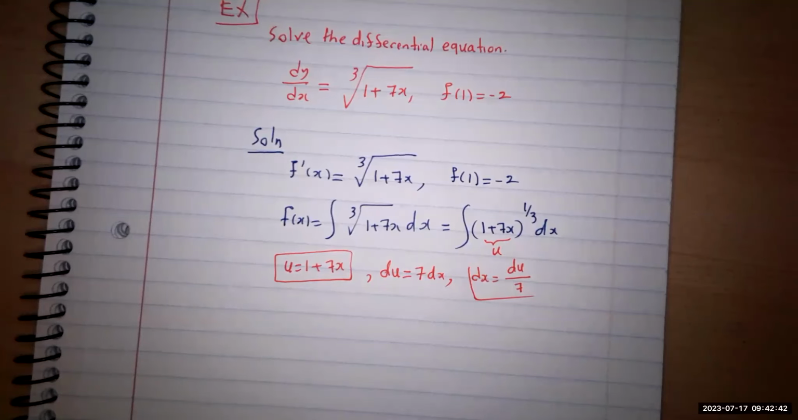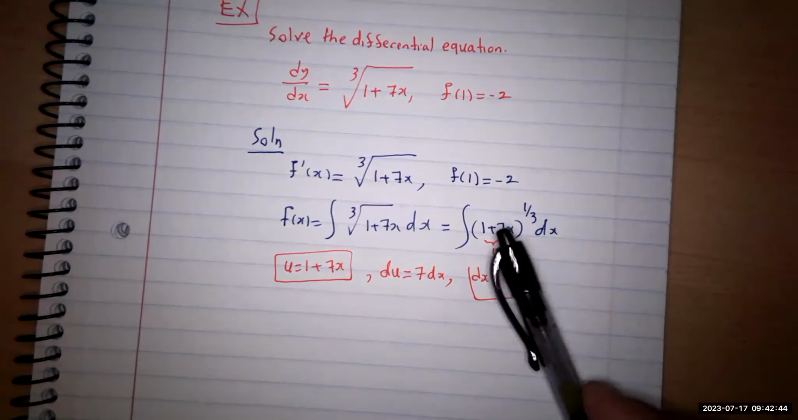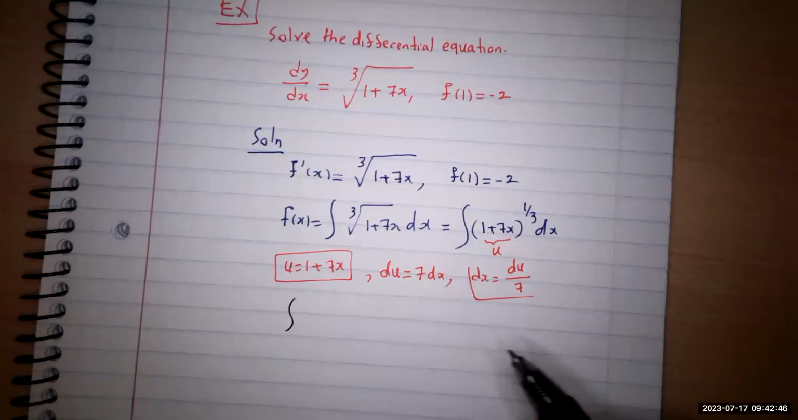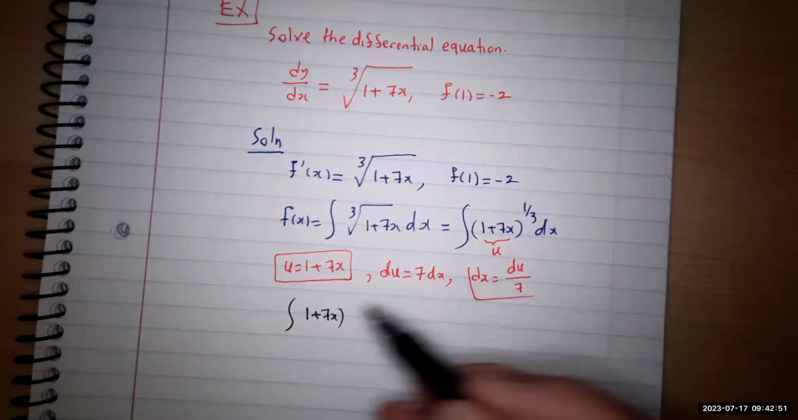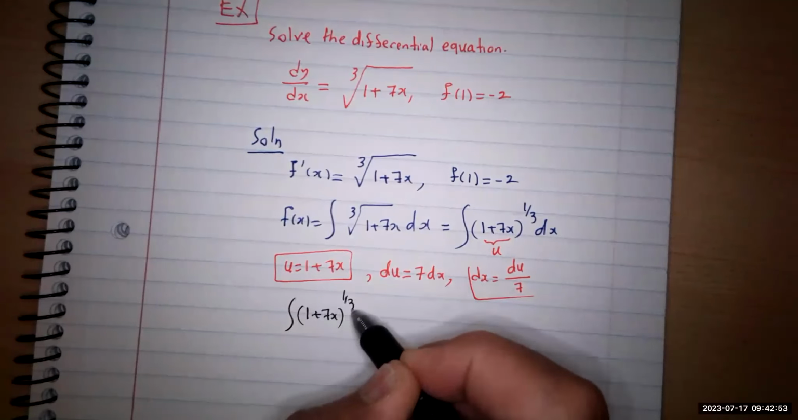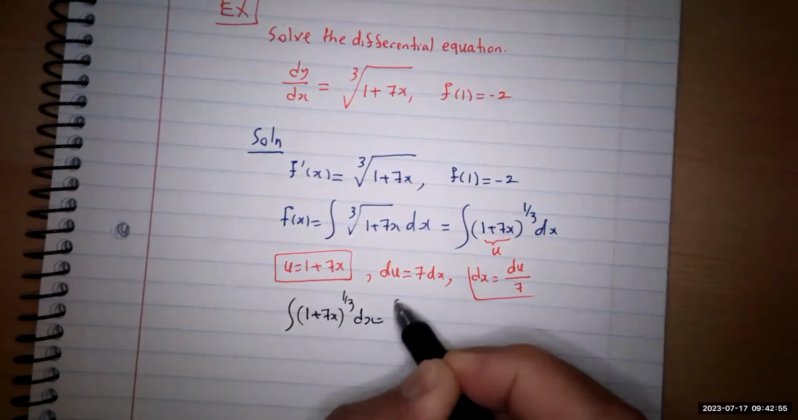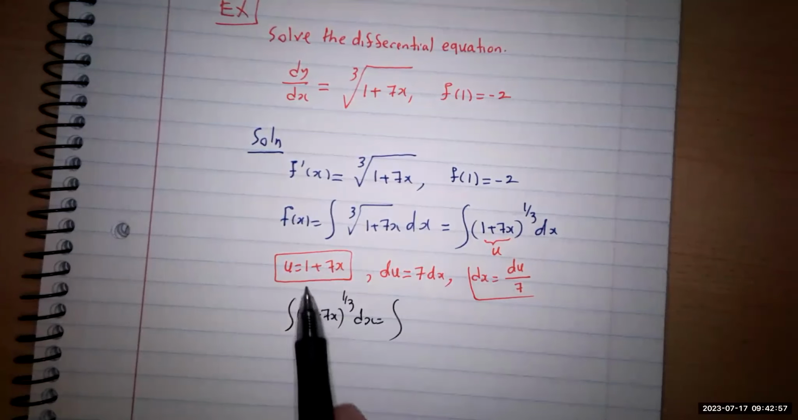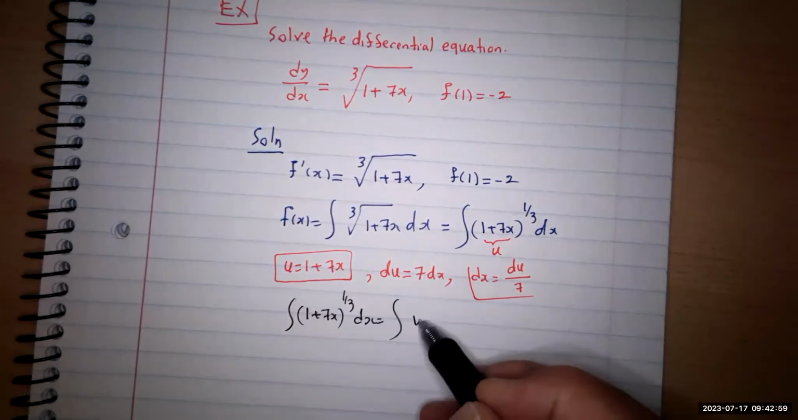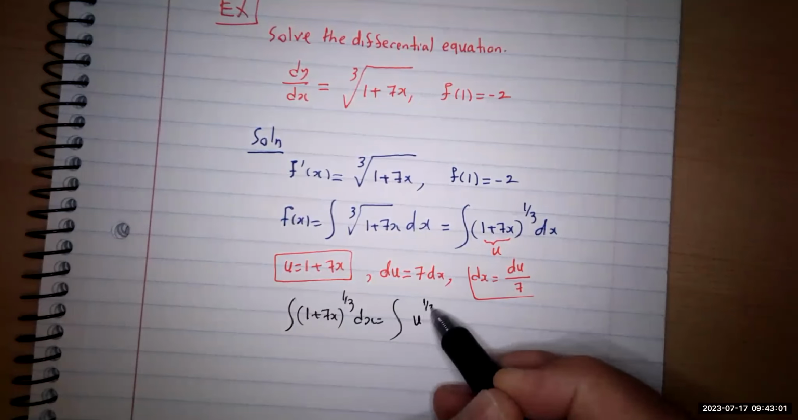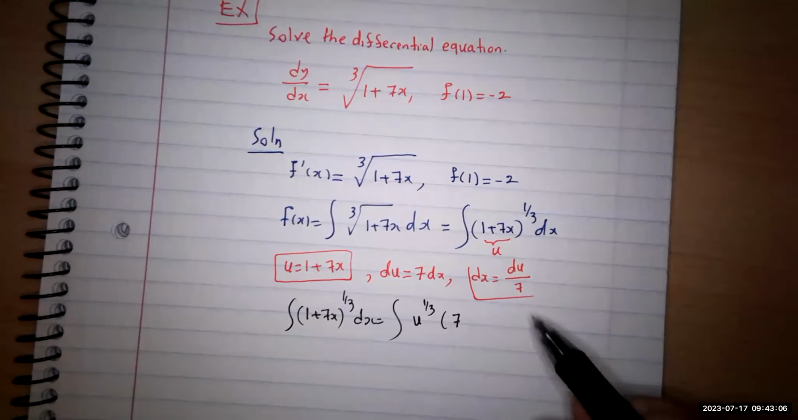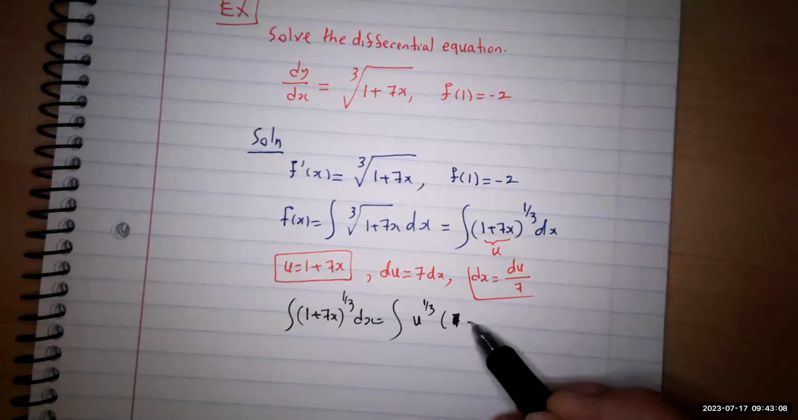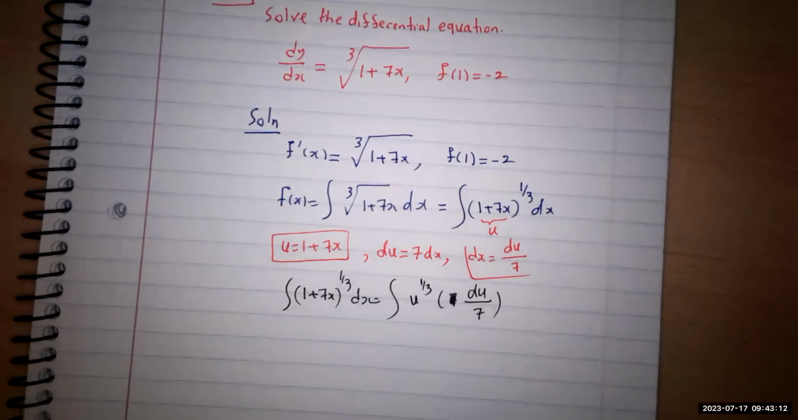Okay, so this is it. We continue with solving this one. So the integral of (1 plus 7x) to the 1/3 dx is going to be equal to, that gives you u to the 1/3 times the dx, but the dx is, sorry, du over 7. Du over 7.